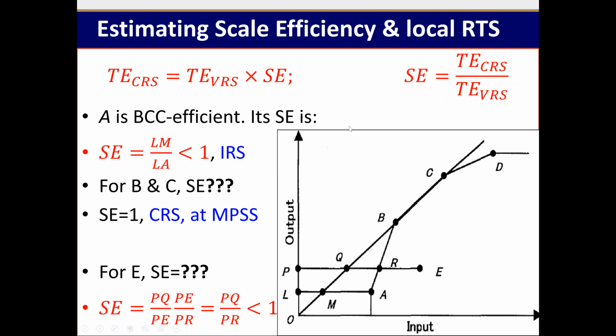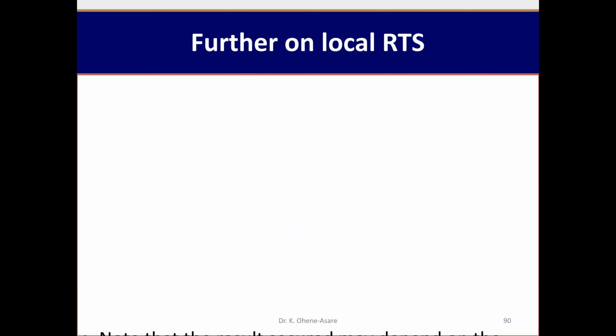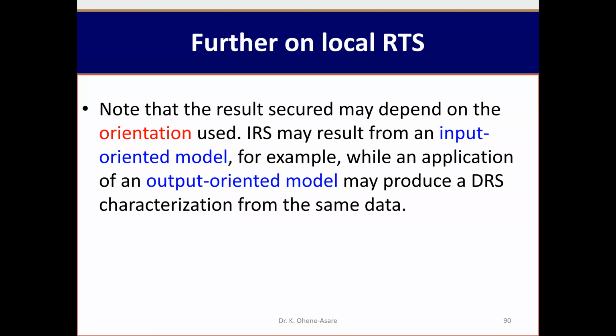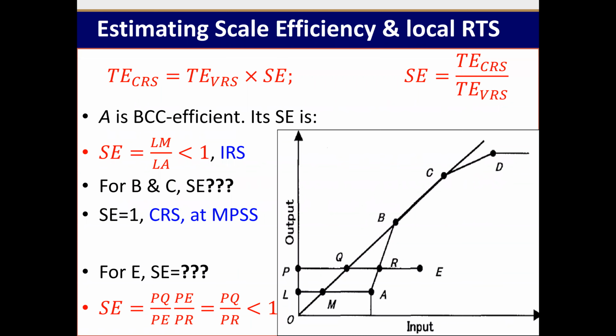If you are using input orientation, that is different from if you are using output orientation. Let's look at that slightly. And I've made that point very clear here. So note that the results secured may depend on the orientation that you are using. Why? IRS, increasing returns to scale, may result from an input-oriented model. So if you are doing an input-oriented model, you are going to have more of IRS. Why? Because watch it carefully.